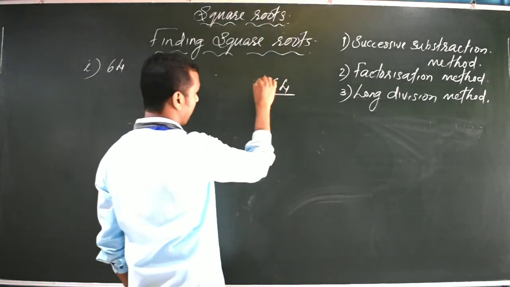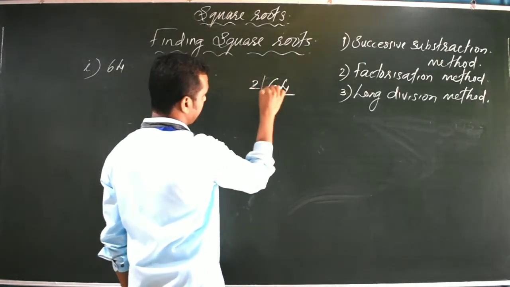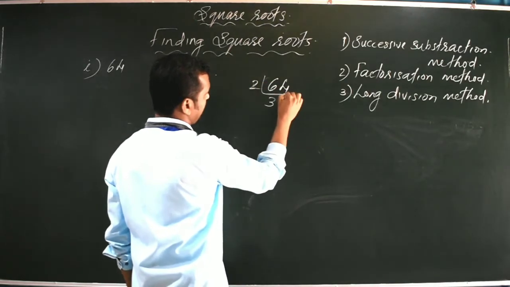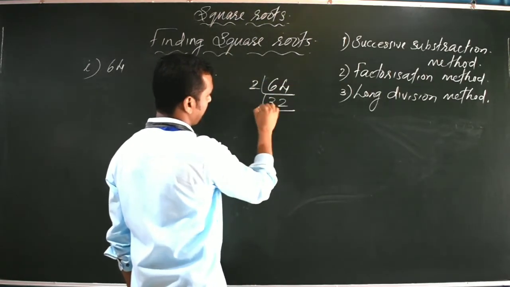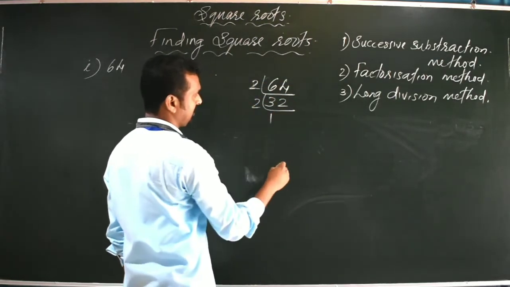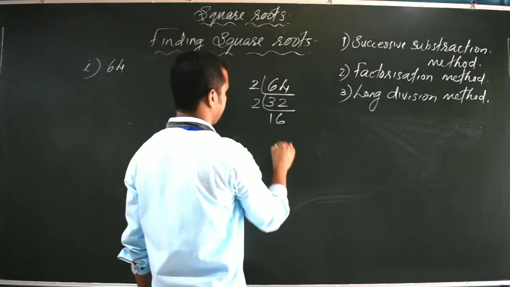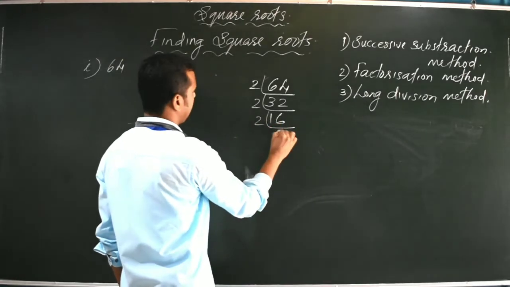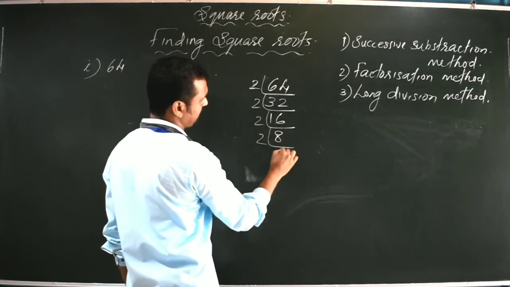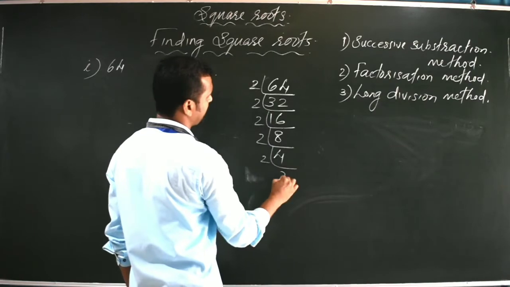64 we can divide by 2. 3 twos are 6, 2 twos are 4. Again divided by 2. 2 ones are 2, remainder 1. 12 divided by 2, that is 6. Again divided by 2. 8 twos are 16. Divided by 2, 4. Divided by 2, 2.